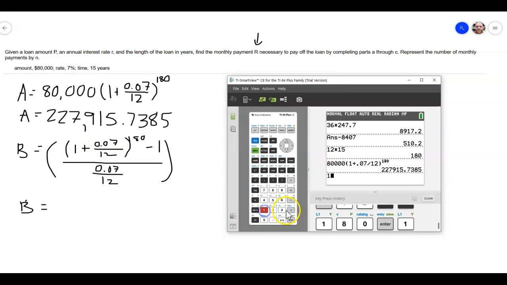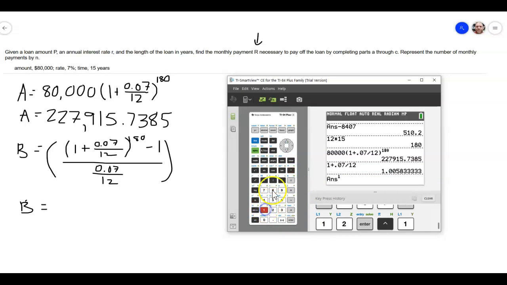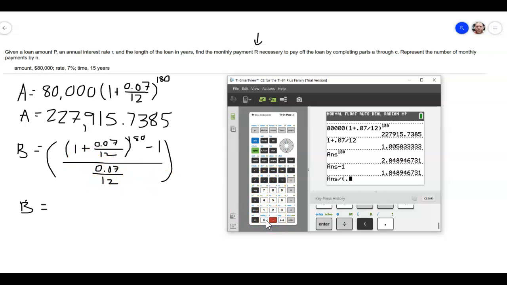So I'm going to do 1 plus 0.07 divided by 12. Make sure I do it in the correct order of operations. I'm going to raise that to the 180 power. I am then going to subtract 1. And finally, I'm going to divide that by this. Don't forget to put that in parentheses to make sure it does it in the correct order of operations. 0.007 divided by 12, like this.